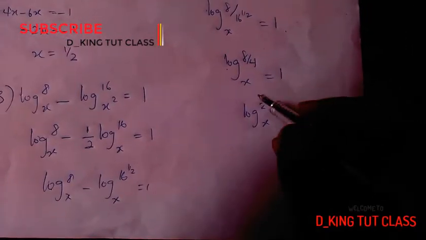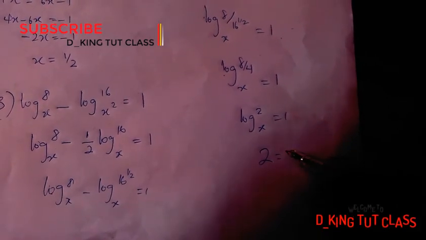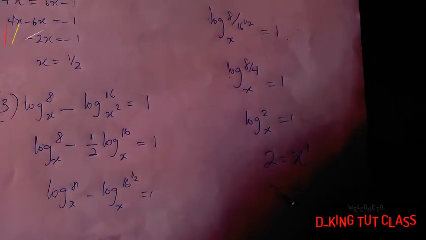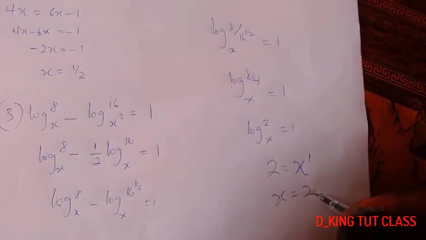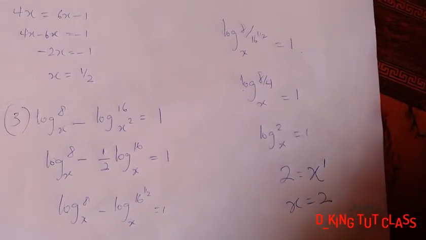Applying our law of logarithm, what happens? 2 equals x raised to power 1, of which my x is equal to 2. That's for number 2 question.